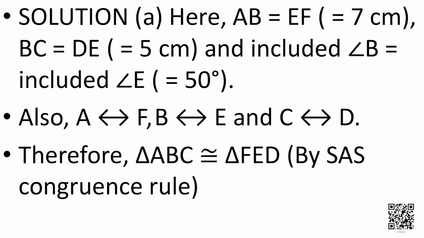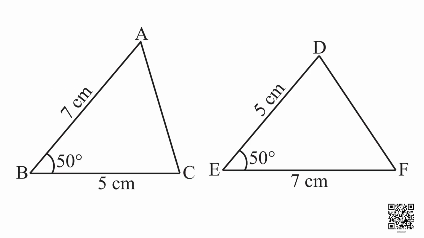So for the solution of A part, we have been given that AB is equal to EF, that is equal to 7 cm, BC is equal to DE, that is equal to 5 cm, and included angle B is equal to included angle E, which is equal to 50 degrees. So also we can see that A corresponds to F, B corresponds to E, and C corresponds to D. Therefore, we can say that triangle ABC is congruent to triangle FED by SAS congruence rules.